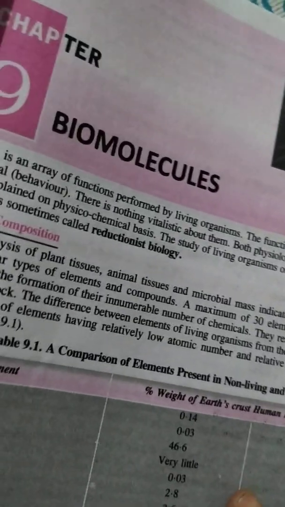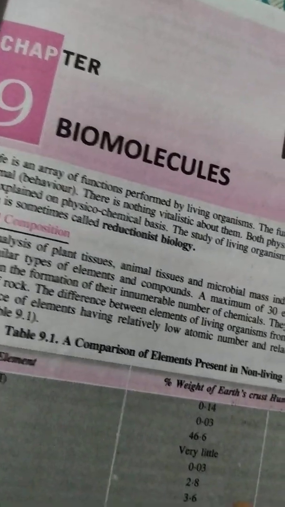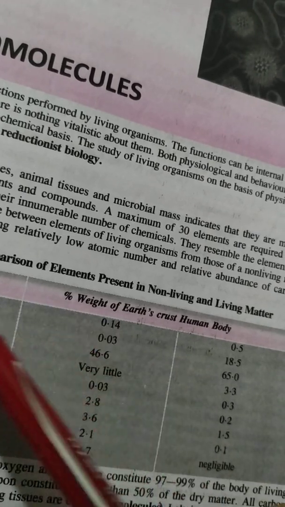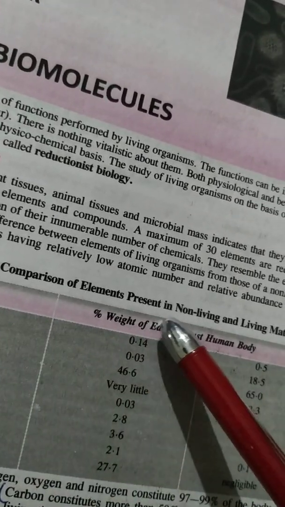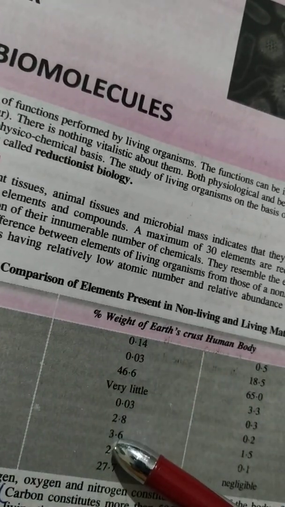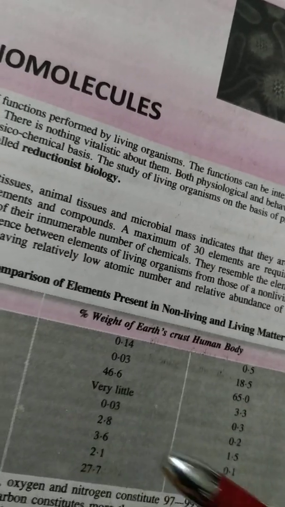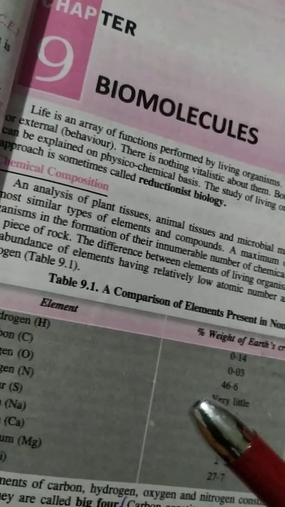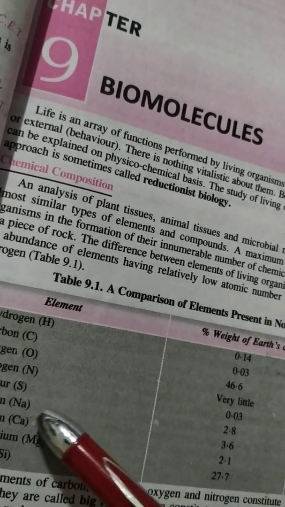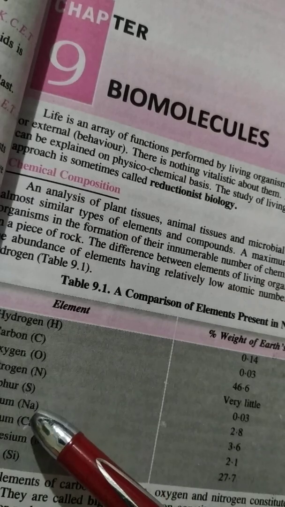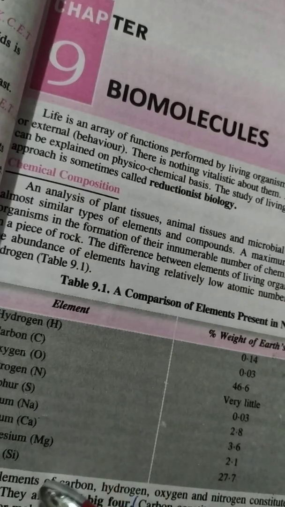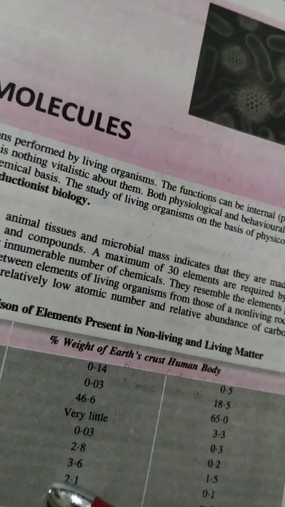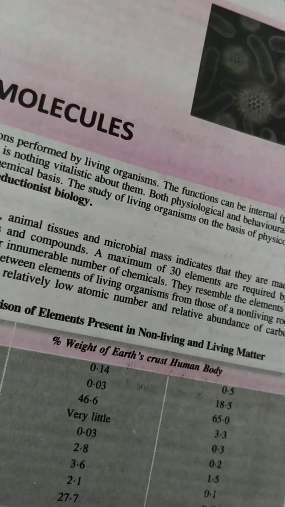Here you see the chemical composition of biomolecules, as you see in the case of elements found in the earth's crust as well as in the human body. The elements are hydrogen, carbon, oxygen, nitrogen, sulfur, sodium, calcium, magnesium and silicon. These are found in the earth's crust as well as in the human body.